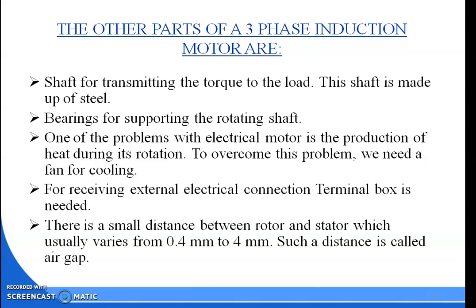Okay. In the last slide also we have discussed, the rotor is connected to the mechanical load through the shaft. So, shaft is the agent which is used for transmitting the torque from the rotor or from the machine, we can say, to the load side. Clear? And remember this, the shaft is made up of steel. Now coming to the next, the bearings for supporting the rotating shaft.